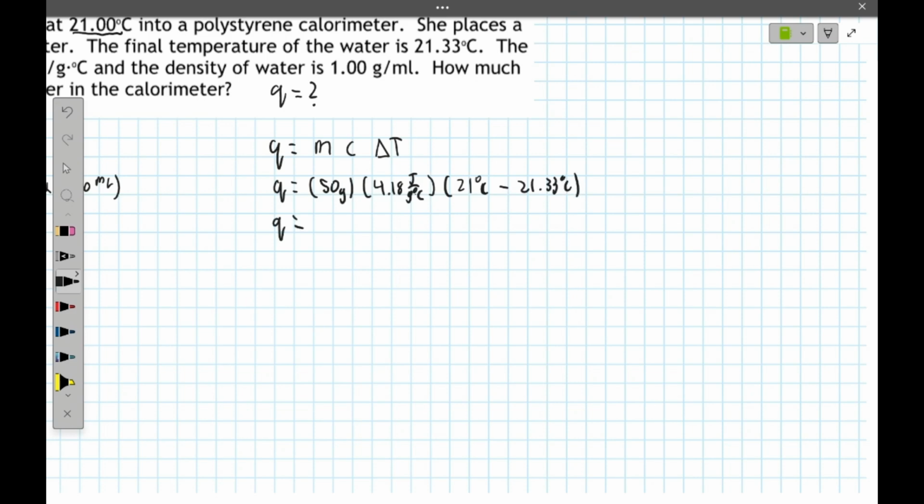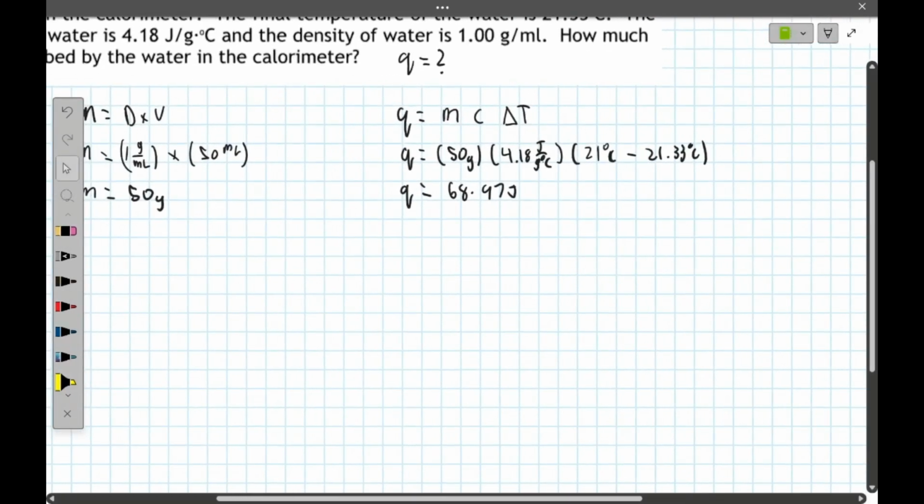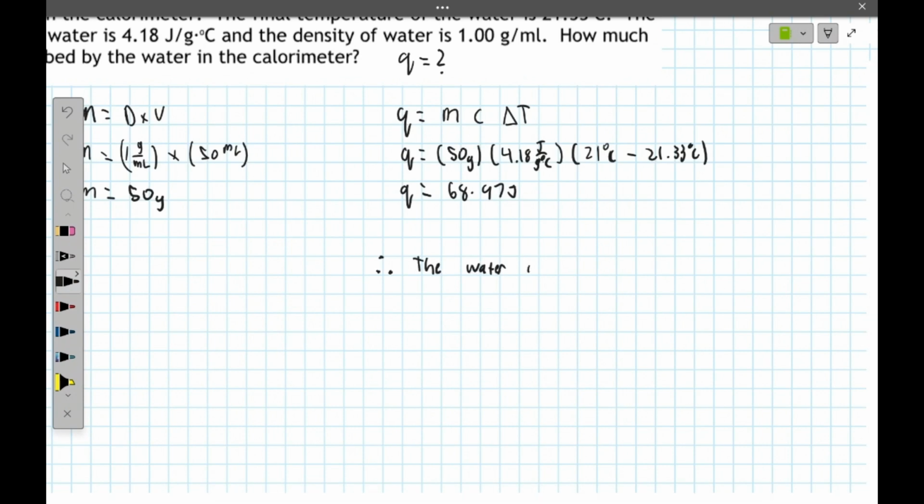So if you plug this into your calculator, you should have gotten 68.97 joules. So here's your answer. So therefore, the water absorbed 69 joules.